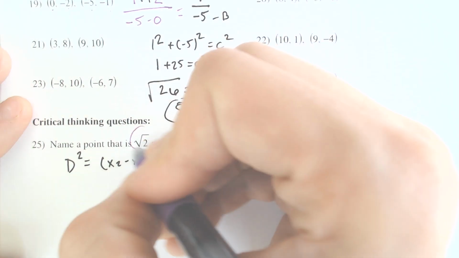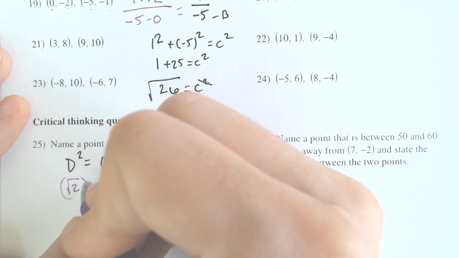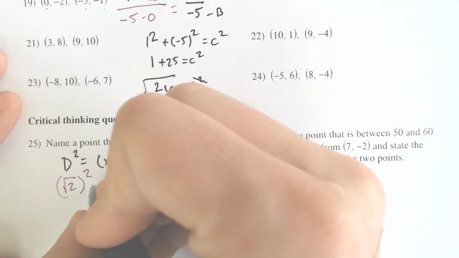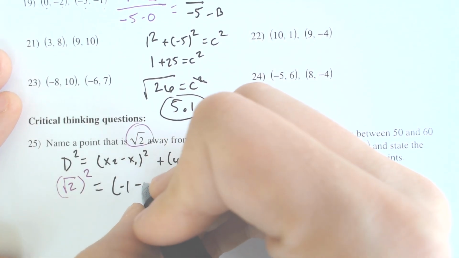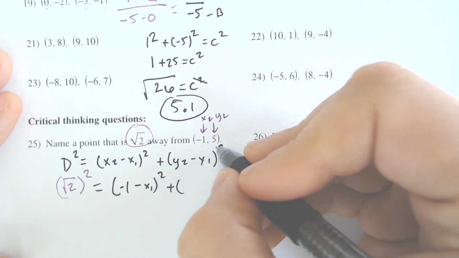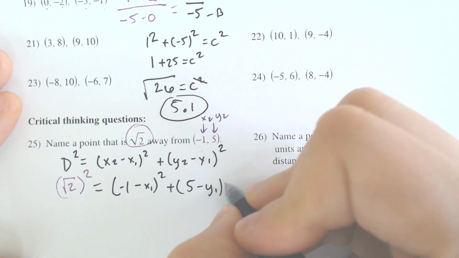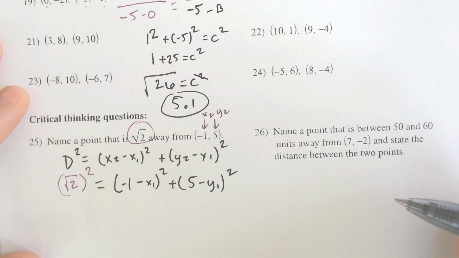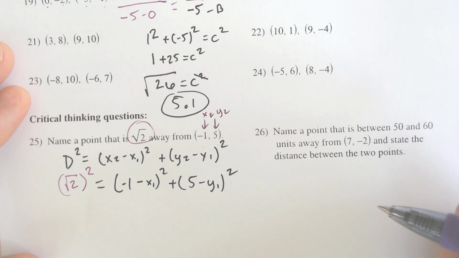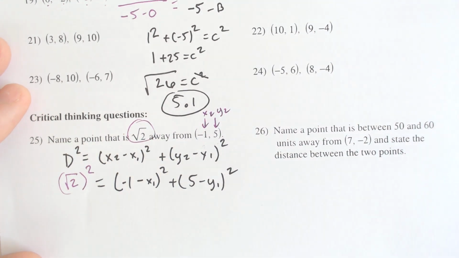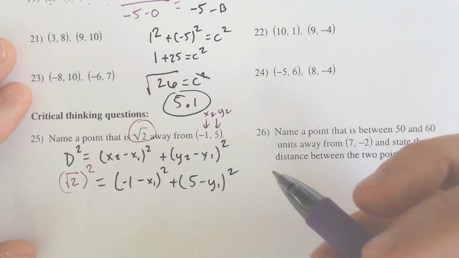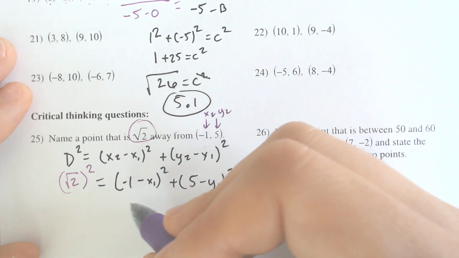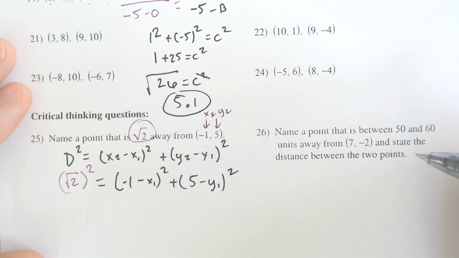So we got square root of 2 away. That is our distance squared. We got x2, which is negative 1 minus x1 squared. We got y2, which is 5 minus y1 squared. Now remember how I told you that there are an infinite amount of answers to this. That is 100% true, any number of points should allow this to happen. So with that being said, I am going to try something radical here. I am going to try plugging in a 0 for x, just because I think that might help.